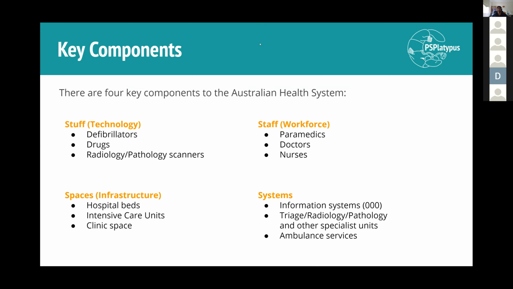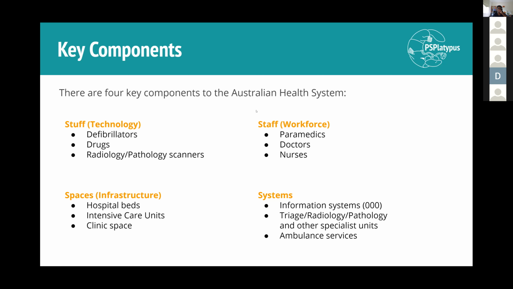our pharmaceutical drugs, our defibrillators, our MRI, CT scanners, X-ray machines, all of that. We need technology to treat patients, obviously. We also need people who are trained to treat patients. So our staff: doctors, nurses, paramedics, radiologists, all sorts of people are involved in treating a patient, and so all of them are important in some fashion.